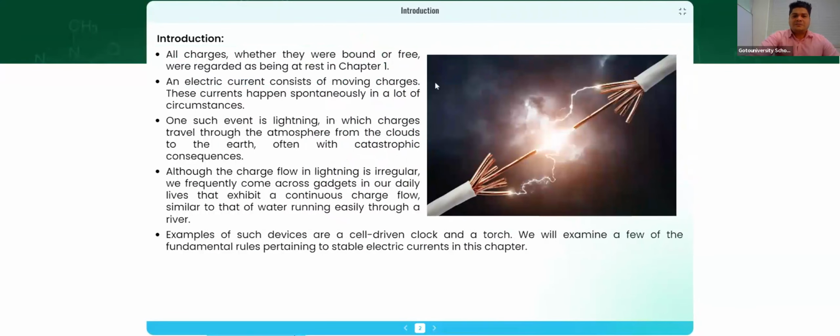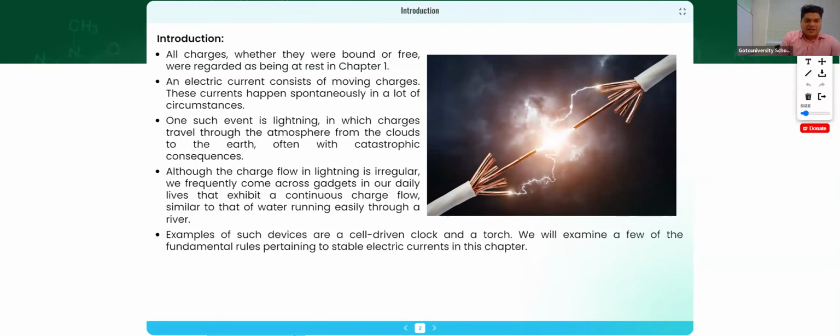First of all, what is the meaning of current? What is the meaning of electric current? Anyone? Yes. What is current? How is current represented? Current is represented by capital I.